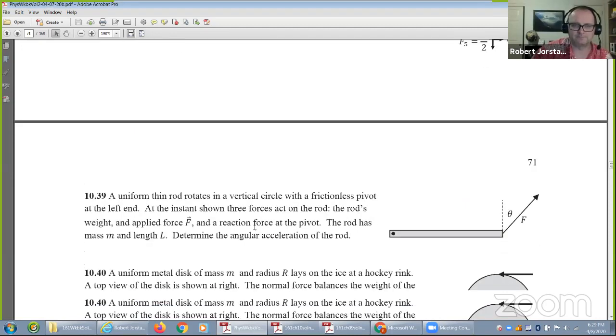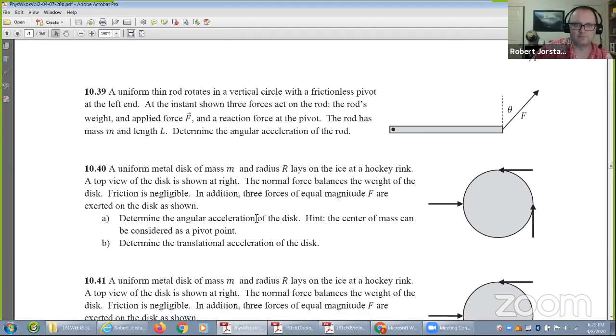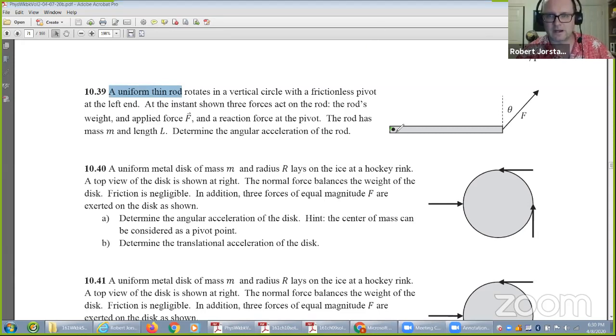All right. So now I'm going to look at the problems on page 71. We're finally able to do a real calculation of something. For the last few days, we've been talking about moment of inertia and rotational kinematics, and I keep telling you this relates to Newton's law in rotation. We could finally put it all together with 10.39. We have a uniform thin rod. It's going to rotate in a vertical circle because of this pivot right here. This pivot is green.